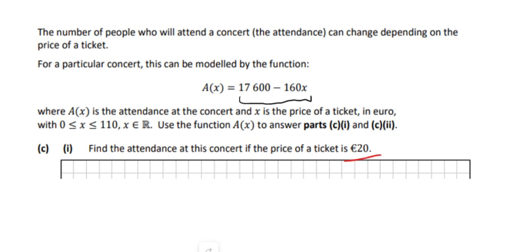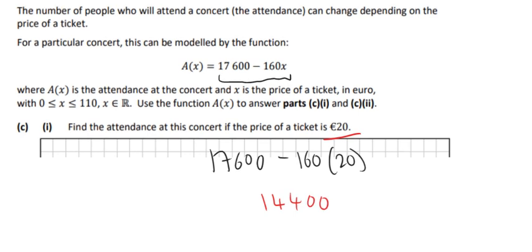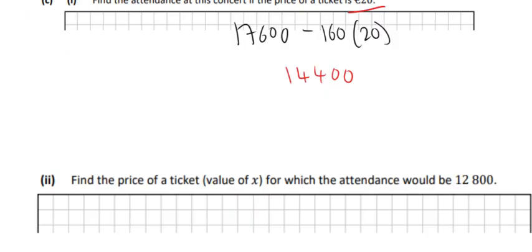So if the ticket price is 20, we're just going to put a 20 in. So it's just going to be 17,600 minus 160 times 20. Actually, it's the other way around. It's because there's a minus there. It means that the higher the number we put in for X, the lower the result will be altogether. So the higher the concert ticket, the lower the attendance is. And that's 14400 there. So that's how many would be at a concert if the price is 20 euro.